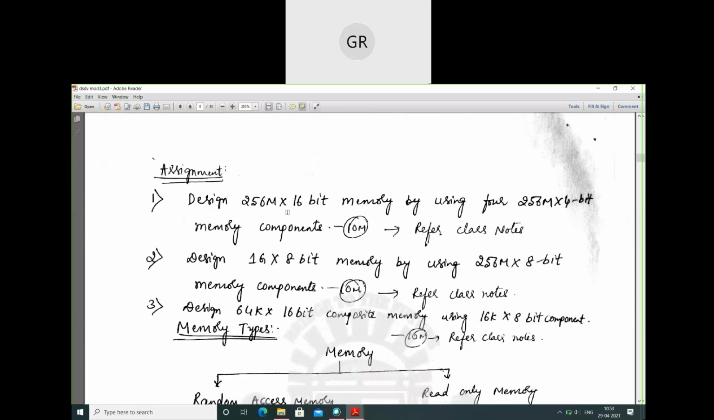This is about 256 into 16 bit. In parallel, you can connect 256 into 4 bits memory in parallel, 4 memory blocks. Okay. Next one is design 1 giga into 8 bit memory by using 256 mega 8 bits.